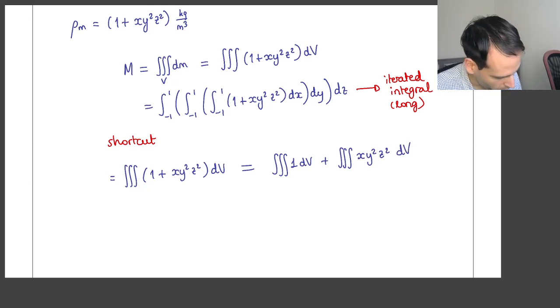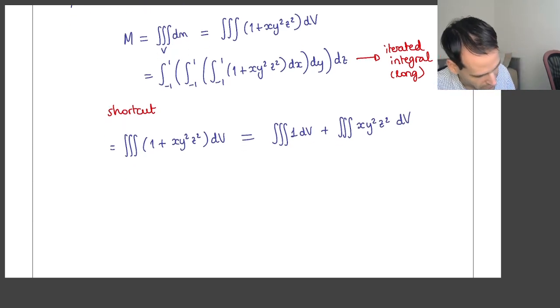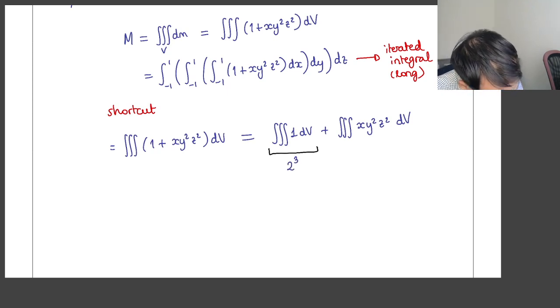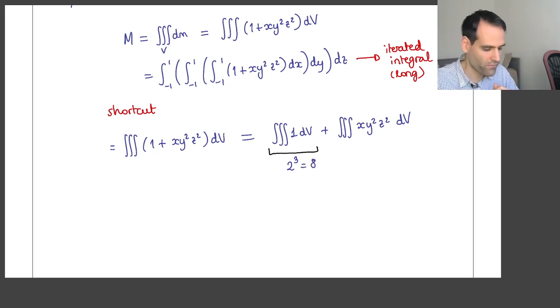Okay? Now the integral of 1 dv is really easy because this is just the volume of the cube, right? And the volume of the cube is 2 cubed. Okay? So it's 8. That is the result of that integral.